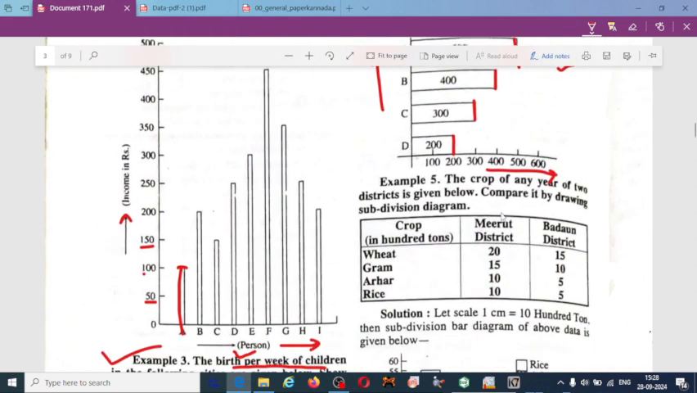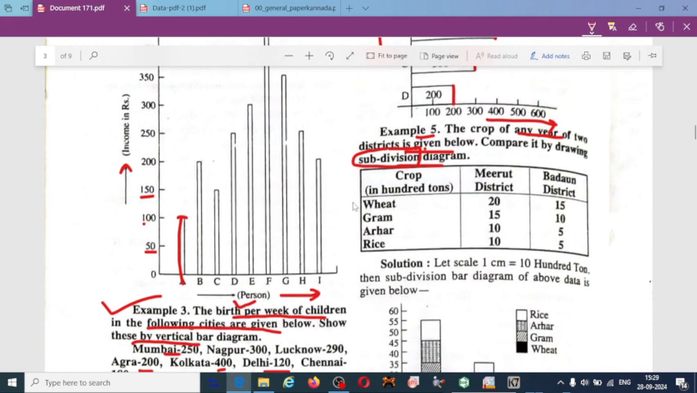The next one, the fifth one: the crop of any year of 2 districts is given below. Compare it by drawing a subdivision diagram. Here they have asked for subdivision. Clearly understand the subdivision diagram. First you should note down the given data. Crops: wheat, gram, arhar, rice. Here are the 2 districts, Meerut, Badan.